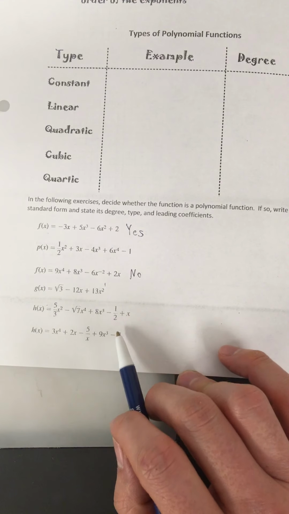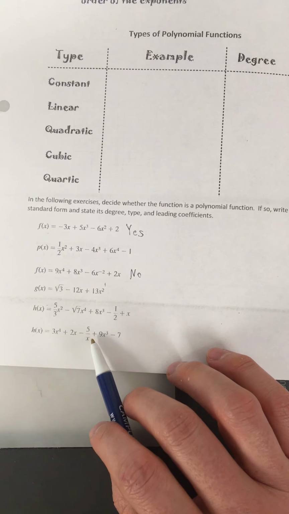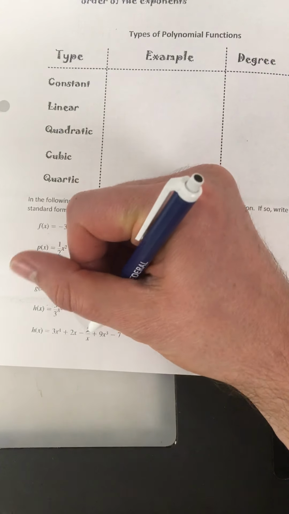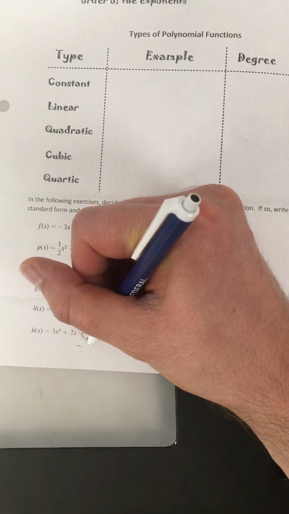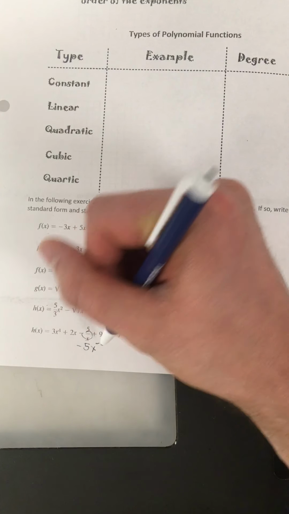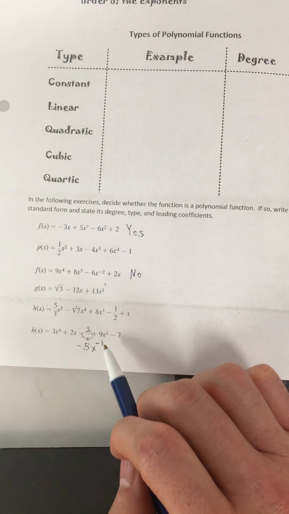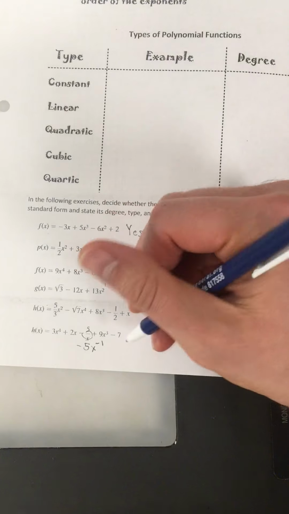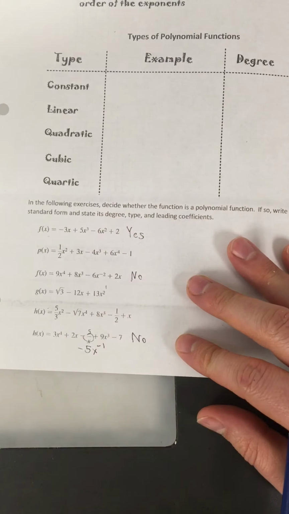It's the last one, because this minus 5 over x, since the x is on bottom, this is like the same thing as saying negative 5x to the negative 1. When the x is on bottom, that's like a negative exponent. So no, that one is not a polynomial, but all these others are.